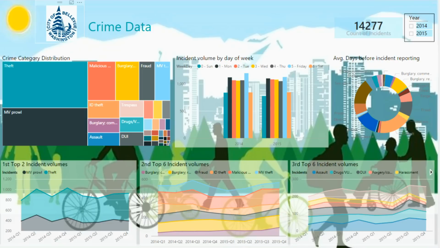So who is your audience? What do you want them to discover? And then what action do you want them to take on that discovery? And once you have that idea, you can start adding the components and start to visualize and create your report.